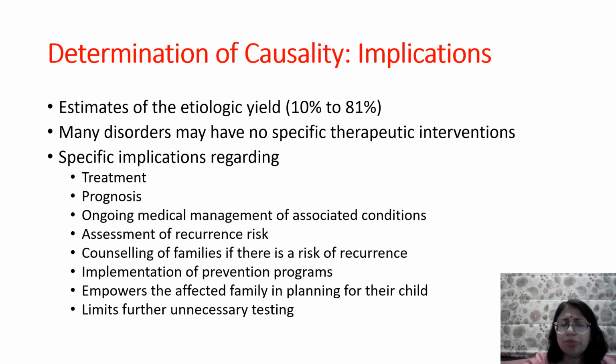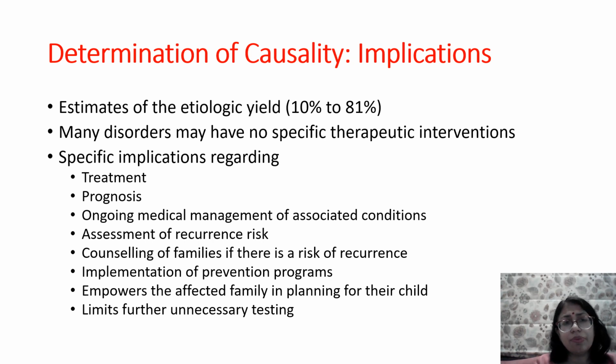Now, whether there should be an attempt to find the cause in a case of developmental delay, what are the implications? If we go through the entire diagnostic algorithm from history and examination to ancillary investigations, we will be able to find out the causative diagnosis in a range from 10 to 81%, depending on the underlying etiology, how common it is, and the depth of the investigative evaluation.